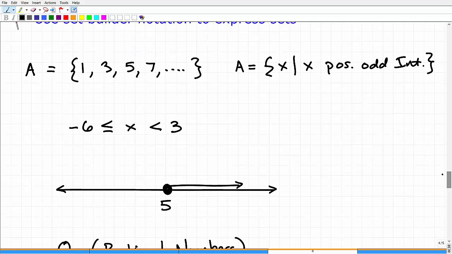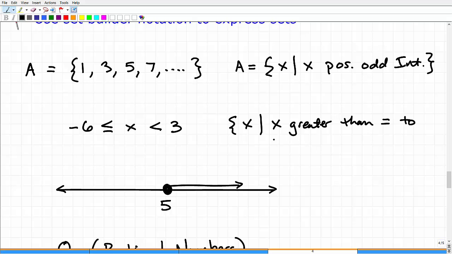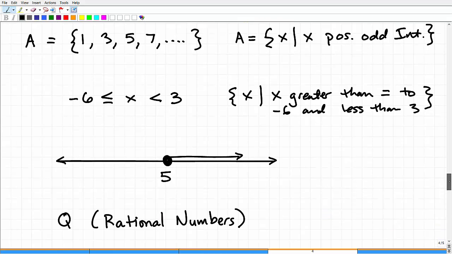All right. Okay, so let's just write it this way. All numbers x such that what? Okay. And it's basically a written description of what's going on. All numbers x such that x is greater than or equal to -6 and less than 3. Okay, nothing more complex than that. All right, let's move on to the next one.